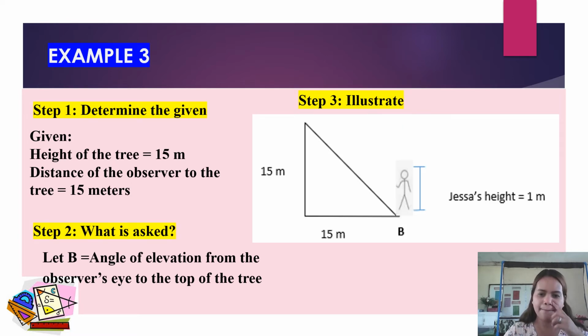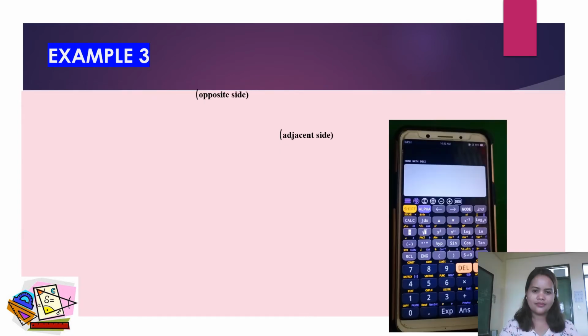So you have, we use letter B as our angle of elevation. Yan yung hinahanap. Yung distance ni Jessa from the base of a tree is 15 meters. Okay, yung height of the tree, which is the opposite side, is 15 meters also. We're going to consider the height of Jessa. So that is 1 meter. Okay, so the next step, you're going to show the solution.